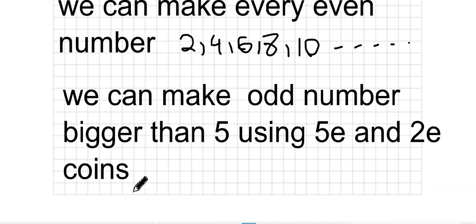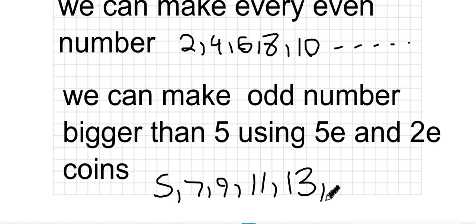So look, guys. You can make every odd number bigger than 5. So think about it. 5's a fiver. Keep adding on €2 coins. 7, 9, 11, 13, all the way up to infinity. Hence, we can make every number bigger than 3.